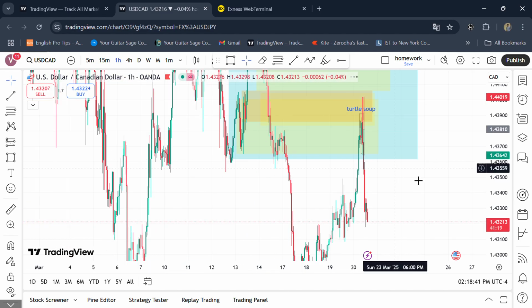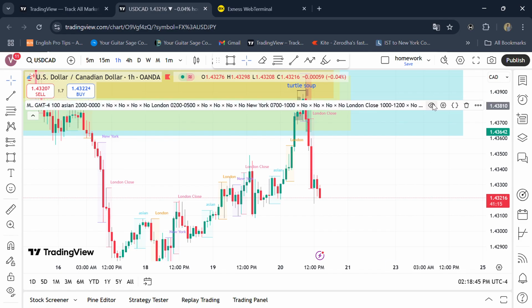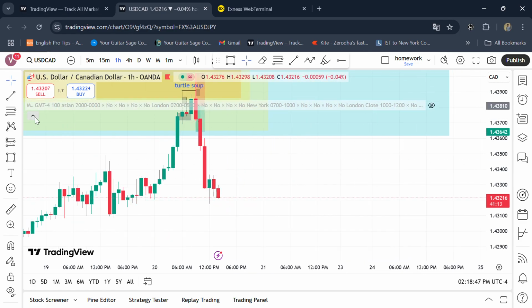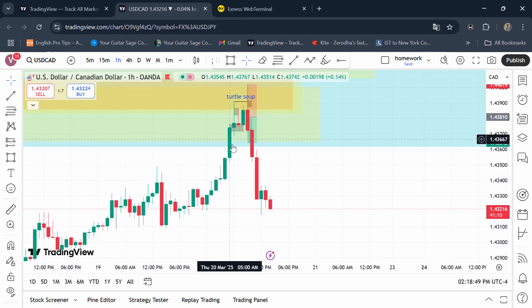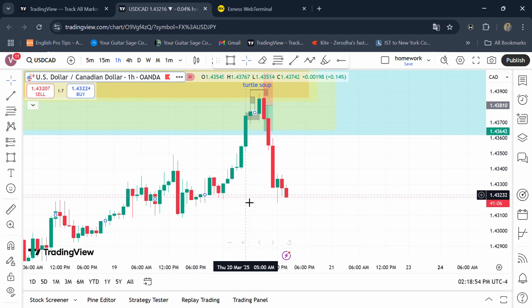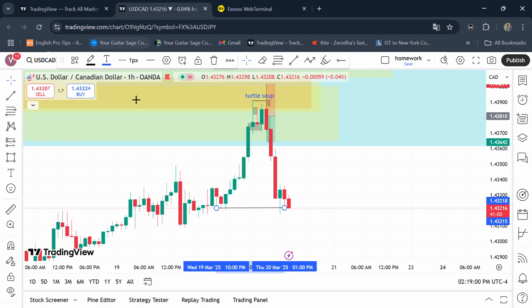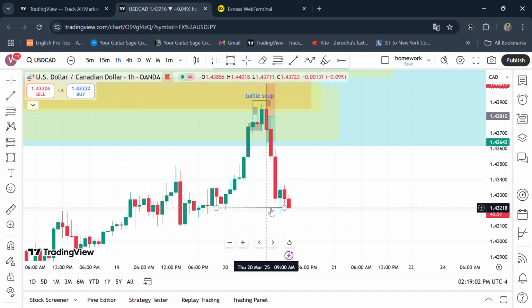Now, if we come to a higher time frame and turn off the sessions, you can see this entire thing is a low resistance liquidity. That means this would be your target. Let's color this green.